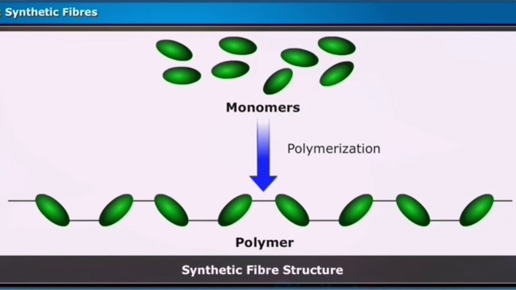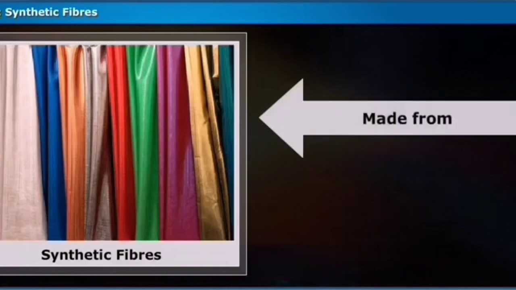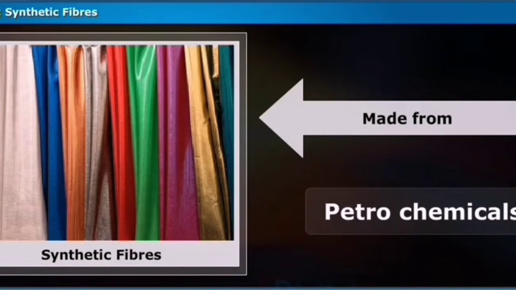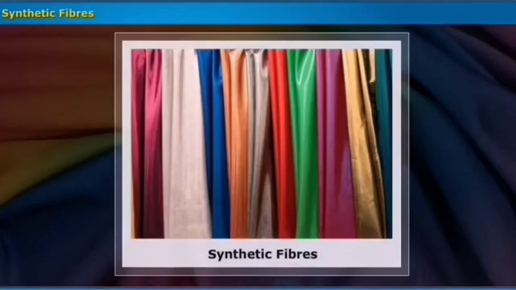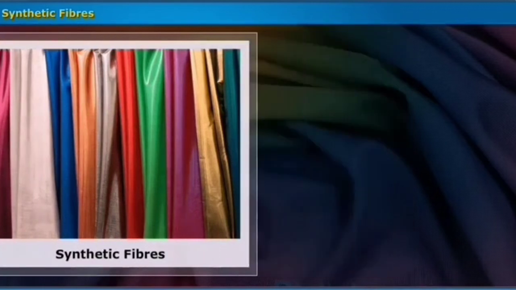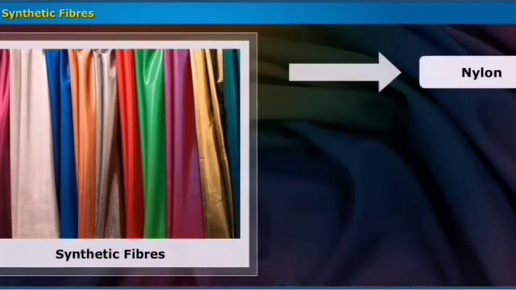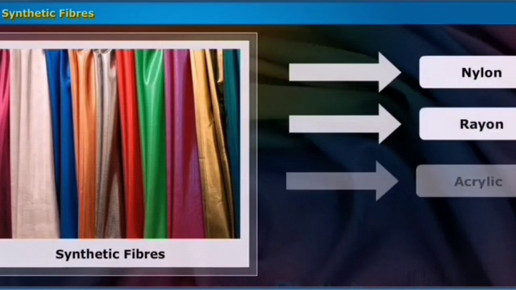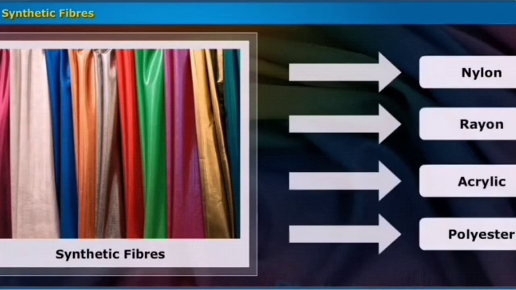Unlike natural fibers, synthetic fibers are made from petrochemicals. Types of synthetic fibers. Depending upon the types of chemicals used for manufacturing, synthetic fibers are named as nylon, rayon, acrylic, polyester, etc.